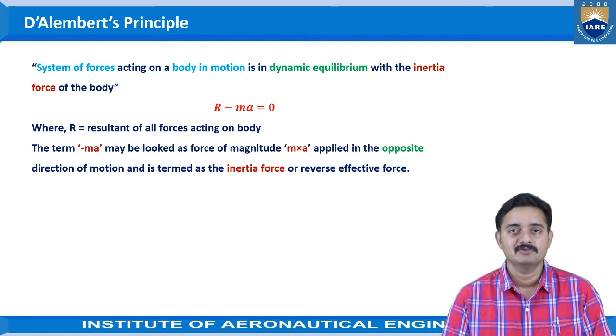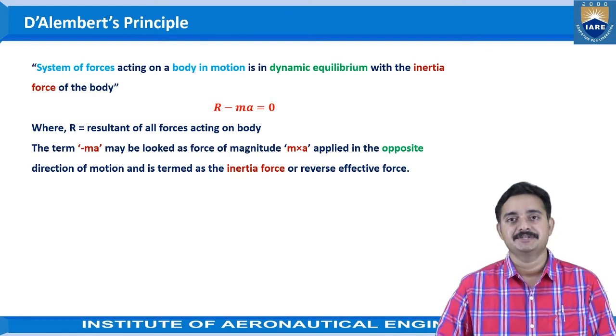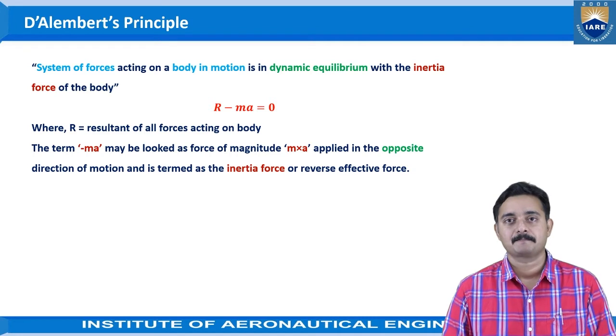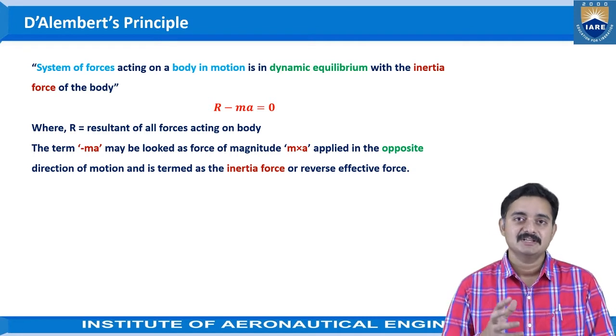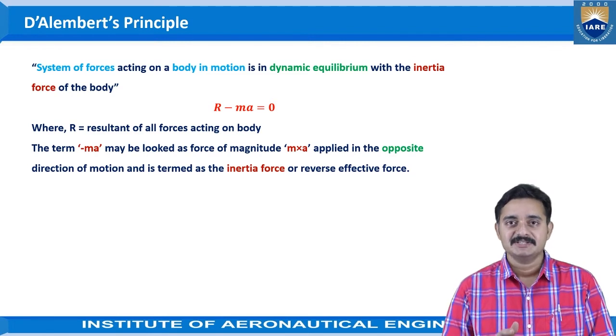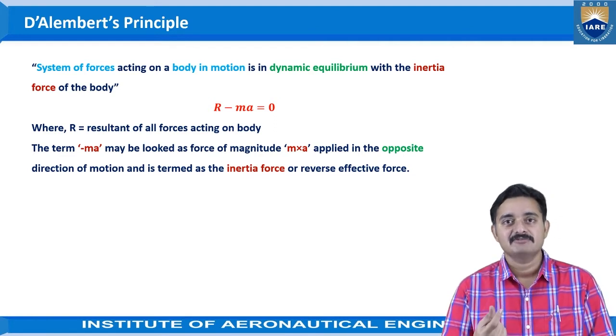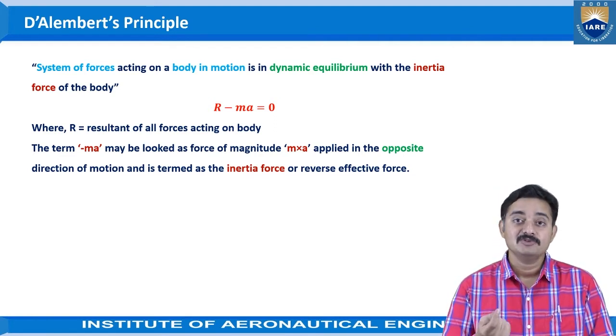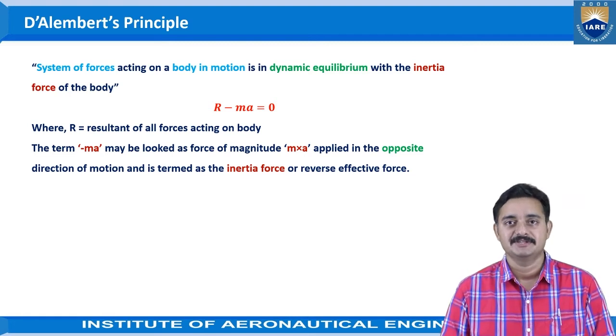And that inertia force is also in the negative direction, that is minus ma. So whatever direction the object is moving, or whatever direction the object is achieving the acceleration, the inertia force will be acting opposite to the achievement of the acceleration.